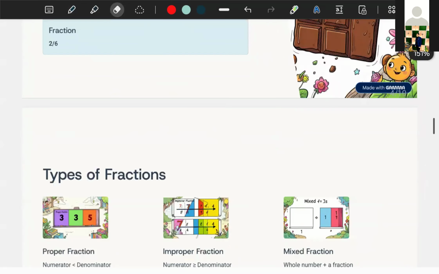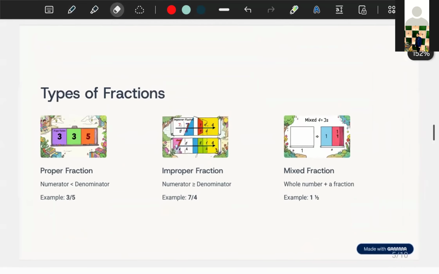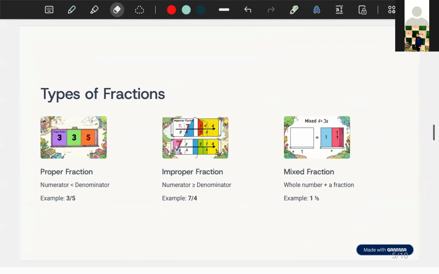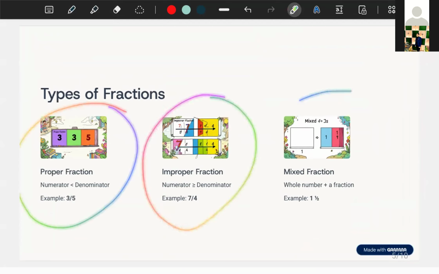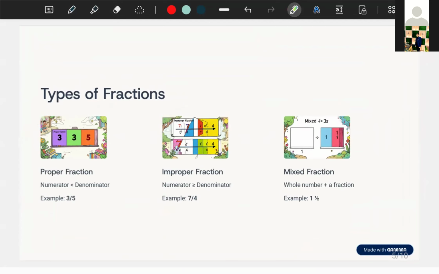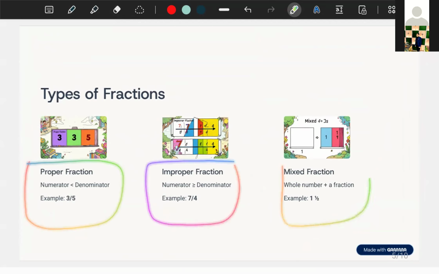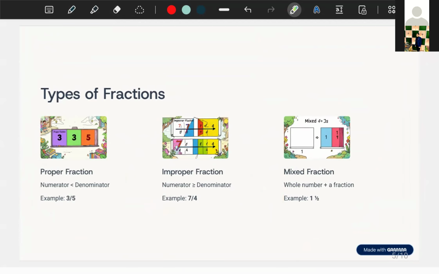Now we come to the types of fractions. We got to know what a fraction is. Fraction is basically how much you have used upon the total number present. Now what are the types of fractions? There are 3 types of fraction: proper fraction, improper fraction, and mixed fraction. I am repeating once again: proper fraction, improper fraction, and mixed fraction. There are 3 types of fractions.